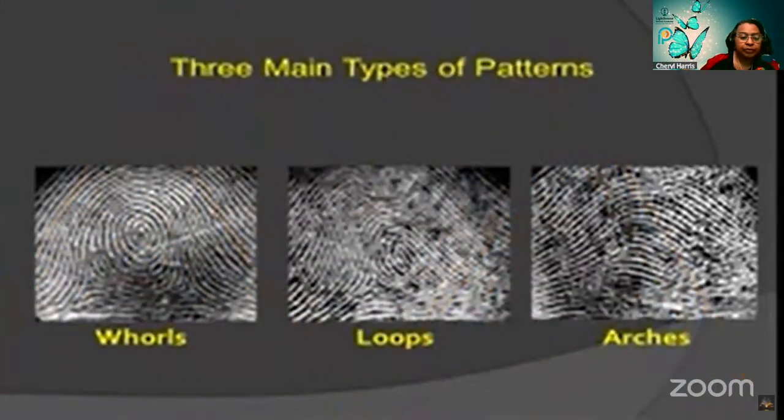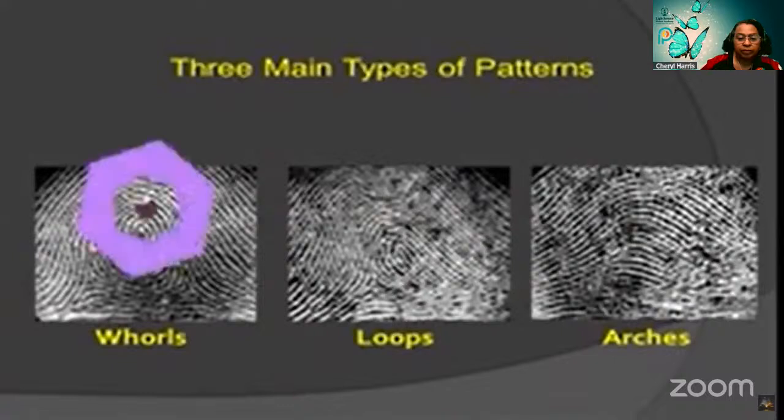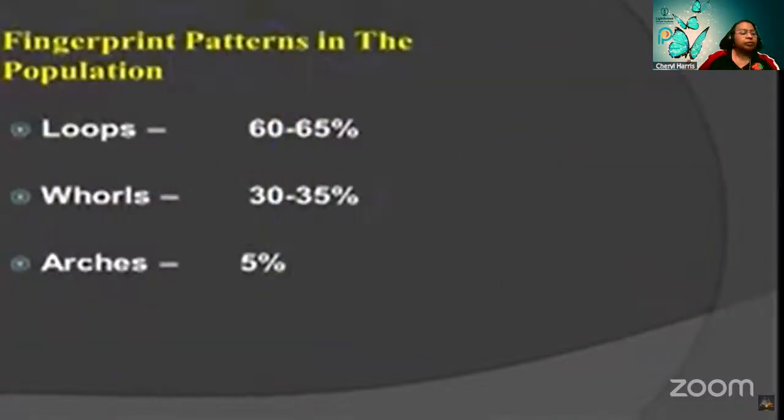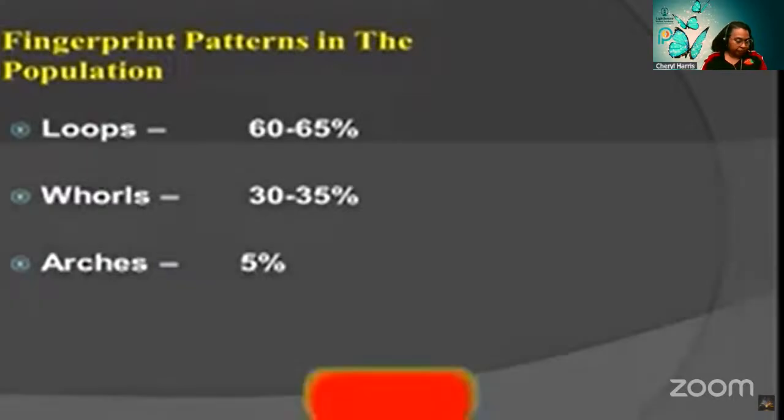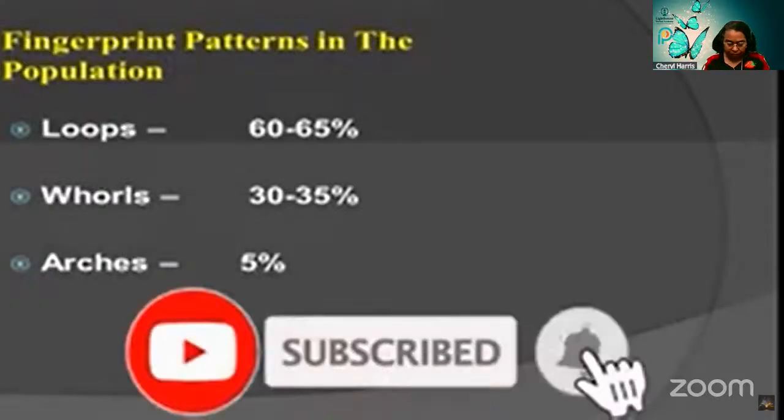So yeah, these are the answers. I hope you might have assessed yourself. Now, fingerprint patterns in the population, that is very informative and a kind of general knowledge as well: all over the world, 60 to 65% of the population have a loop pattern in their fingerprints, 30 to 35% have a whorl pattern, and just 5% have an arch pattern.